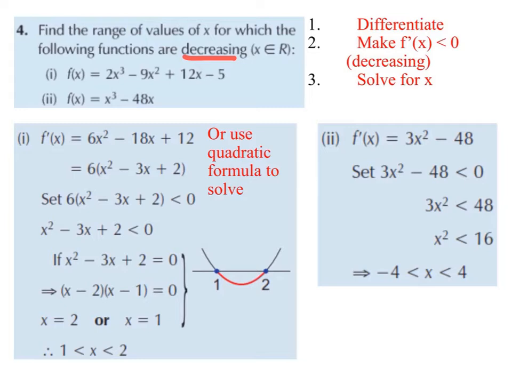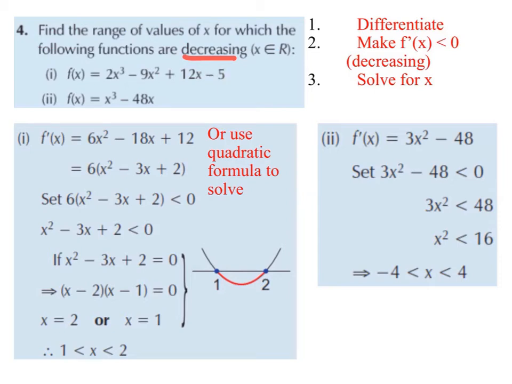So step 1 is always going to be differentiate. Step 2 will be let the derivative be less than 0 if it's decreasing, and let the derivative be greater than 0 if it's increasing. So step 2 is the one that can change, but step 3 again will always be the same, solve for x. So our first function is 2x cubed minus 9x squared plus 12x minus 5.